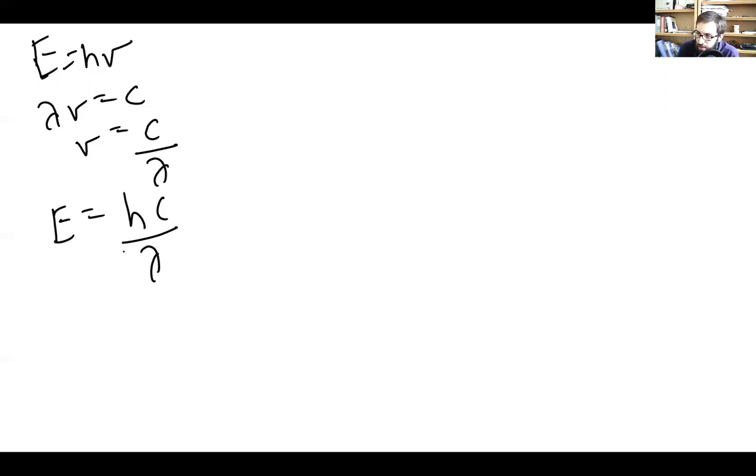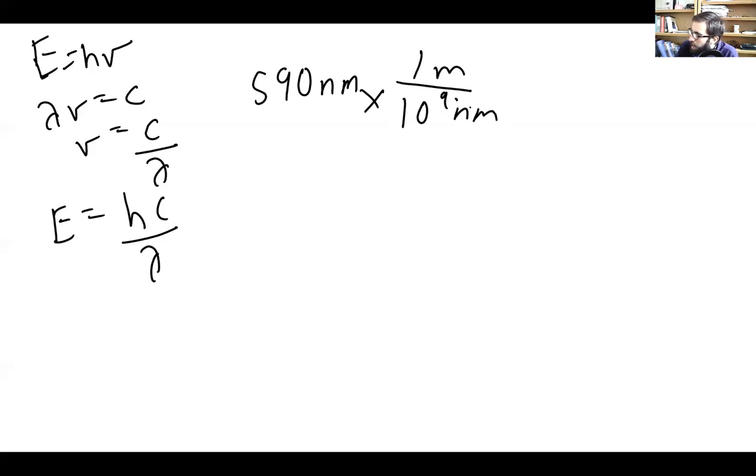Because we want energy, it's good that we're in energy here. We know h and c are always given to us, that's Planck's constant and the speed of light. We're given lambda in the problem, and we're going to have to be in meters here again. We're given 590 nanometers, so for units to cancel, we divide by 10 to the 9th. That's going to be equal to 5.90 times 10 to the minus 7th meters.